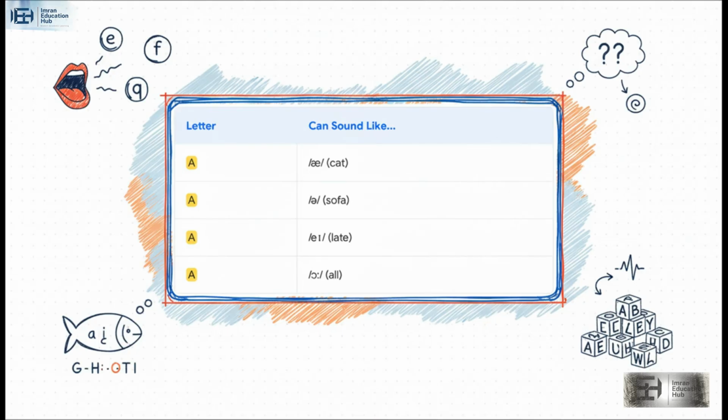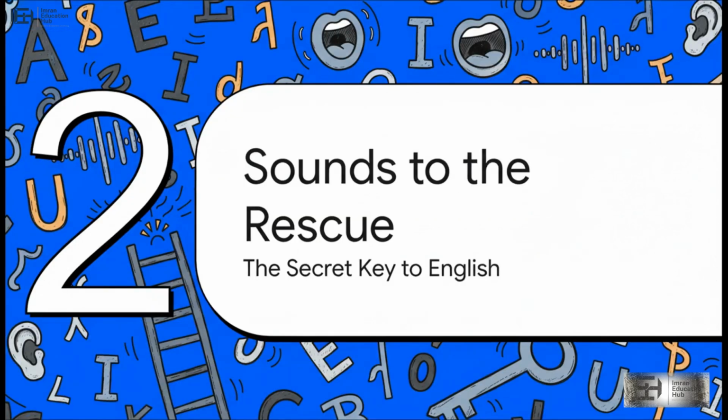I mean, just look at the letter A for a second. It can be the A in cat, the uh sound or schwa in sofa, the A in late, or the aw in all. And this really gets to the core of the problem. What we have is a one-to-many relationship. One letter can stand for many, many different sounds. So, is it all just hopeless chaos? Should we just give up?